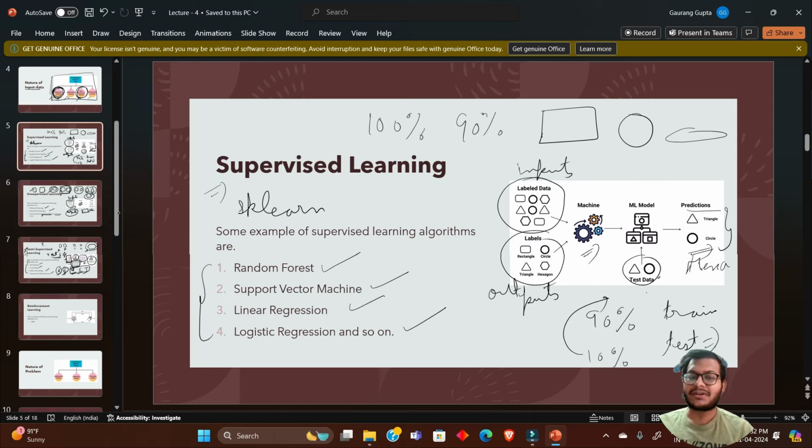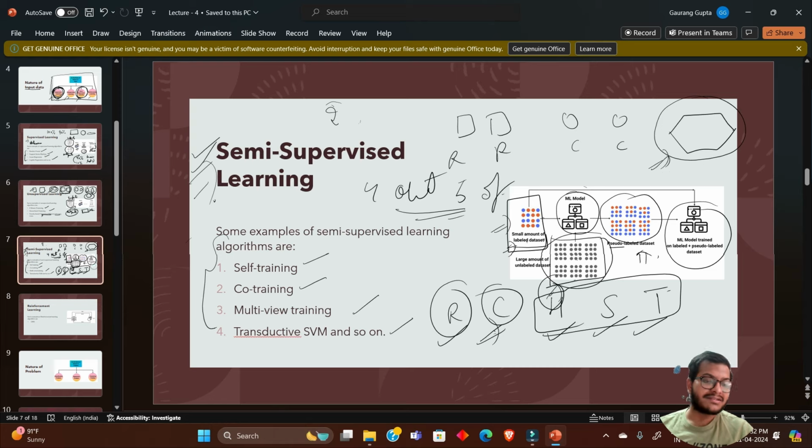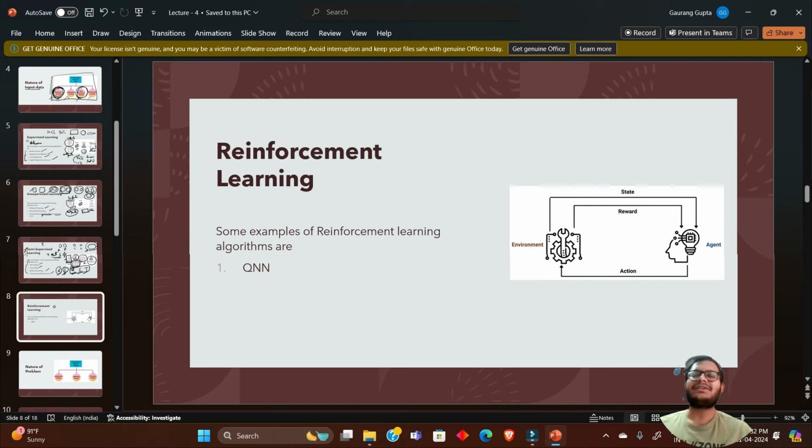See, in supervised, what we were doing, we were predicting based on the given labels. In unsupervised, we were clustering. In semi-supervised, we were using the model to label the unlabeled data. So kind of, you can say we are clustering the unlabeled data or we are labeling the unlabeled data. Now, in reinforcement learning, we don't label anything or we don't work with labels. It's kind of giving the machine some intelligence like human.